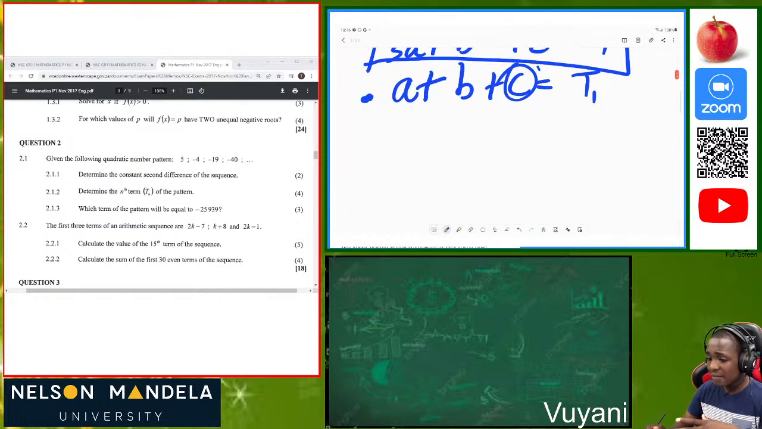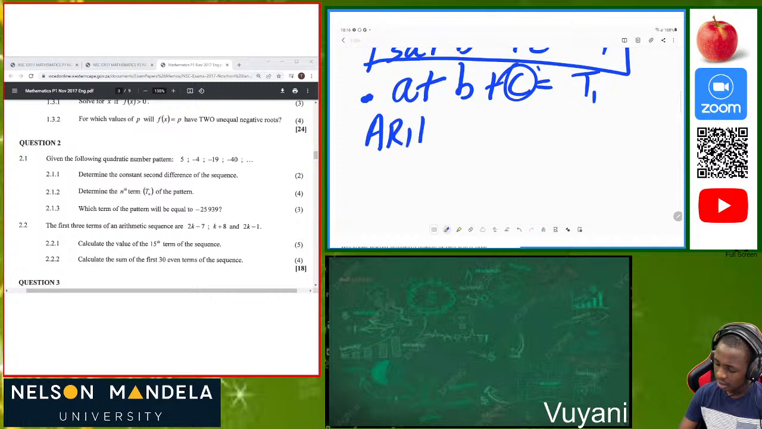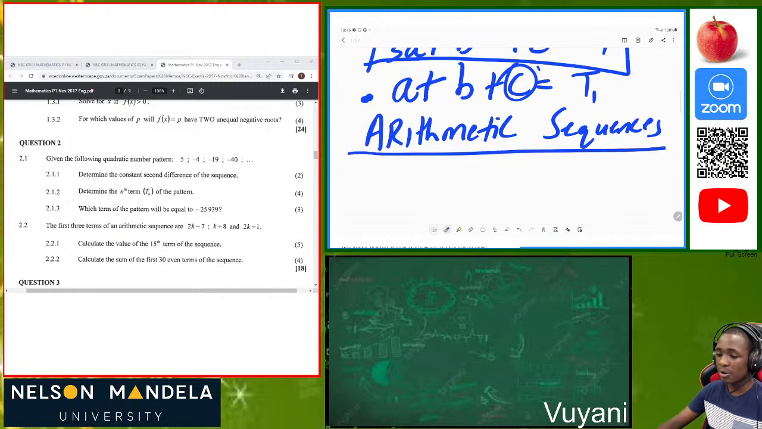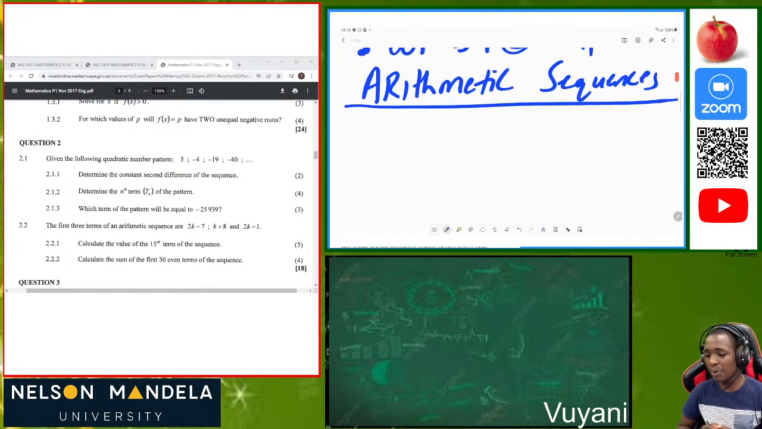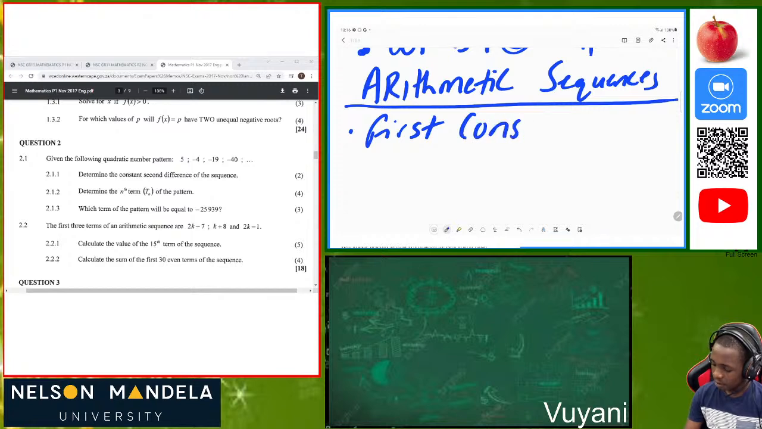Now in grade 11 as well, we were taught about the arithmetic sequences. The arithmetic sequences are known to have the first constant difference.